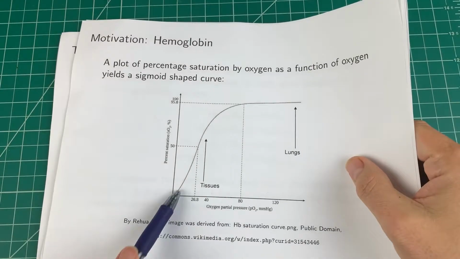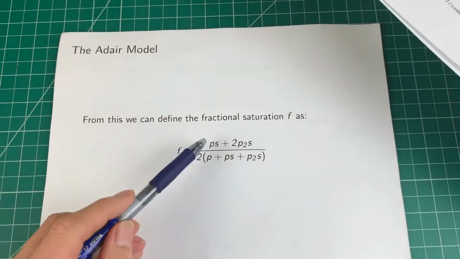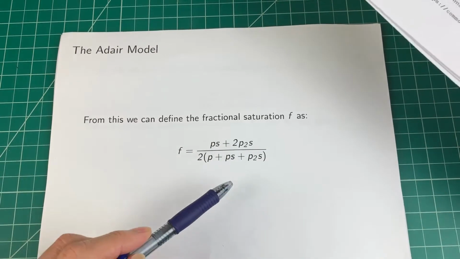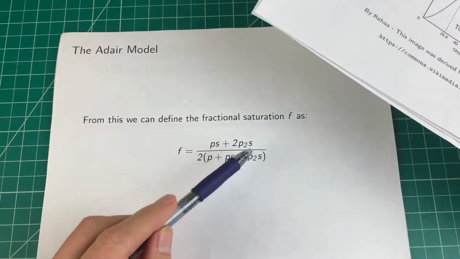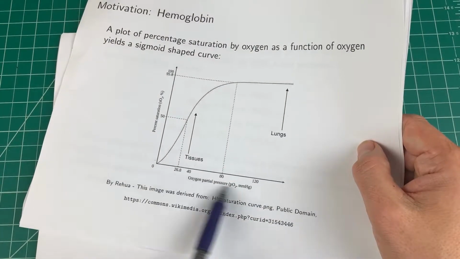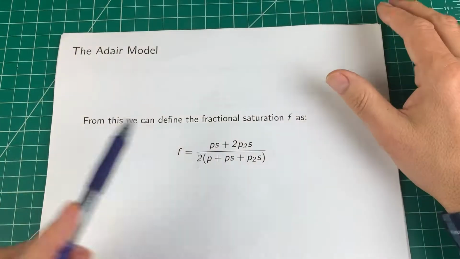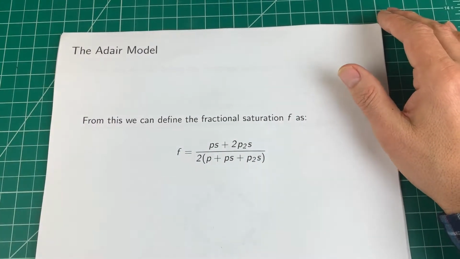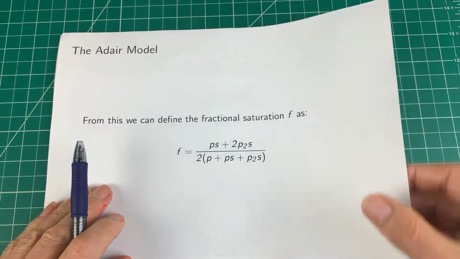to compute this curve. Now, the problem is, of course, we don't have the levels of PS, P2S, and P, but we may have the level of S, and the level of ligand is effectively the x-axis along here. So we need to get rid of some of these terms and put in things that we might know. So what do we know?